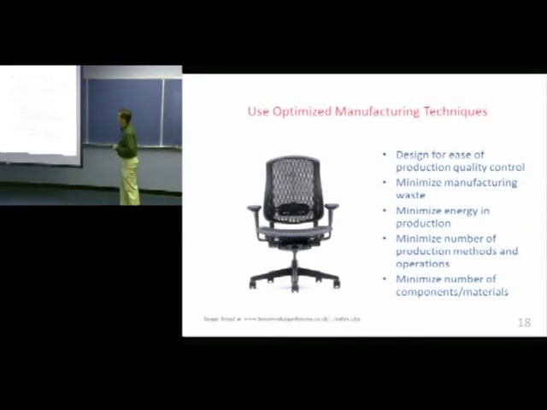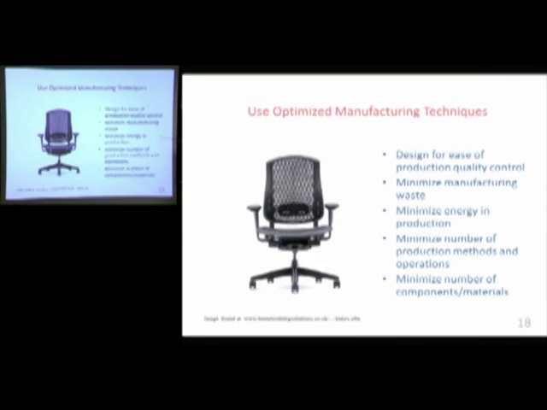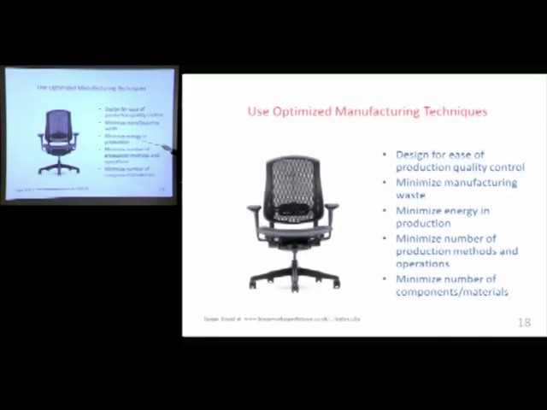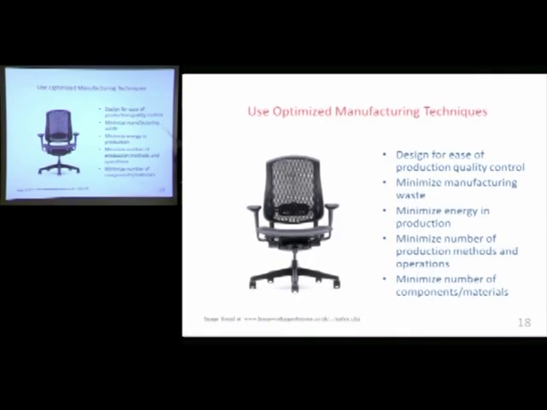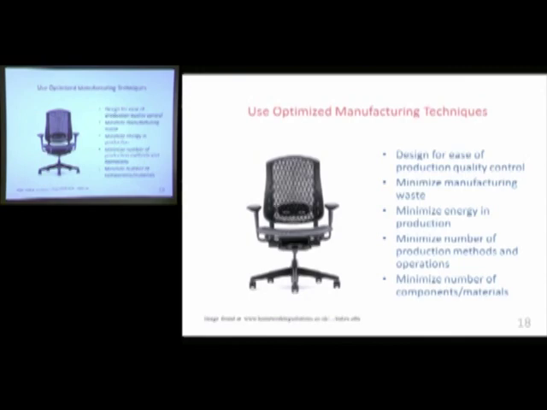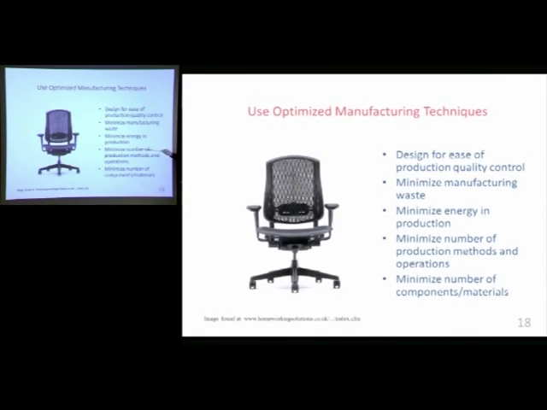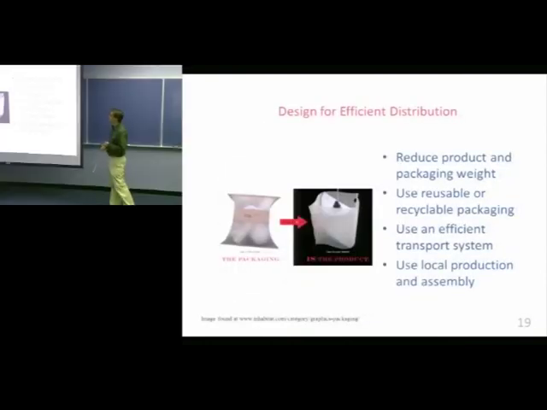Manufacturing techniques, again, talking about quality control, minimizing defects, minimizing waste, minimizing energy, minimizing the number of steps, which generally, all of these are just rules of thumb, right? You can imagine there's certain things you can do to reduce the number of steps, but maybe you increase energy. So, we need to be thinking about trade-offs here too. Minimizing the number of components.